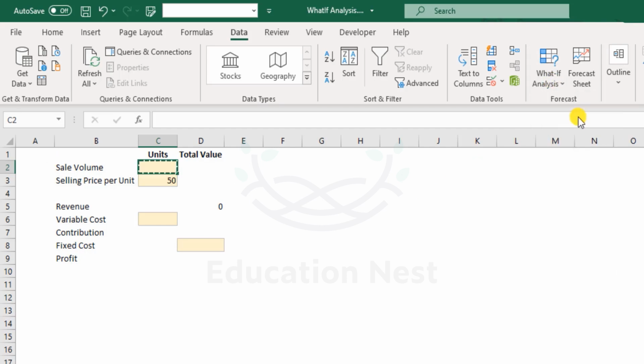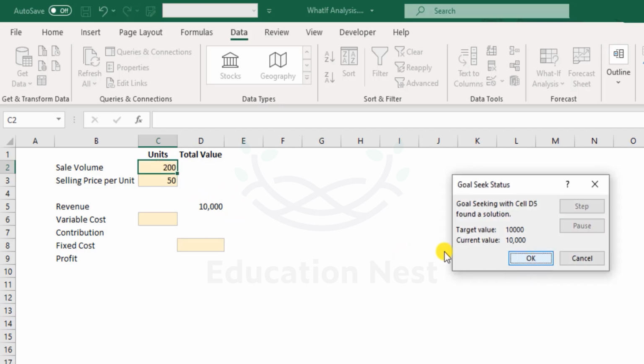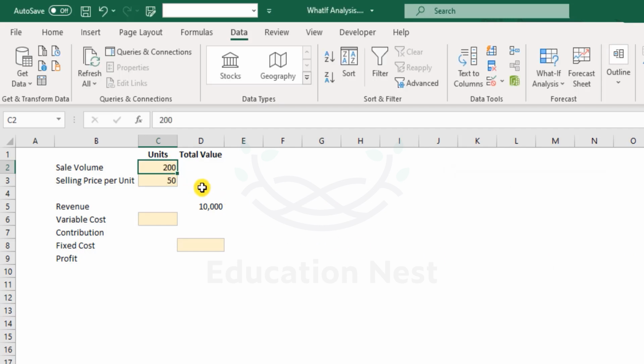But if I click on goal seek again, set this cell to 10,000 by changing this value. Mind you, let me remind you that the selling price is fixed at 50 and the volume is something to be determined to reach the target of 10,000. So I click OK, and here it is. Excel has determined it to be at 200. I click OK and we accept the values.